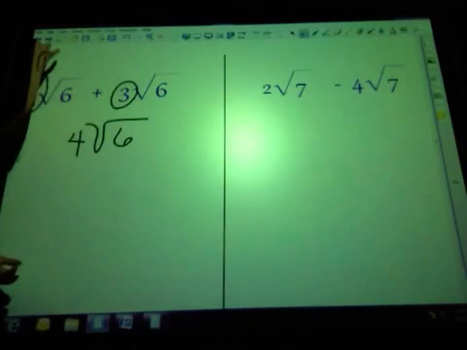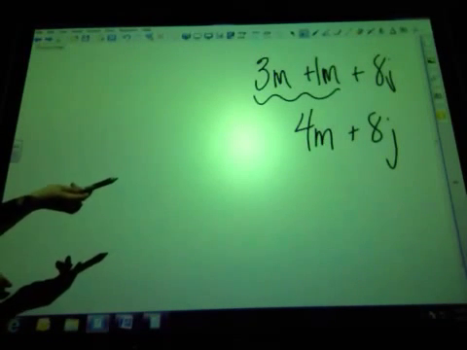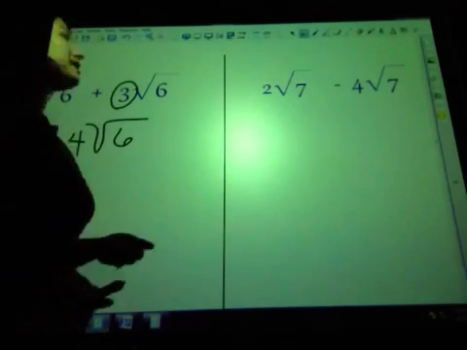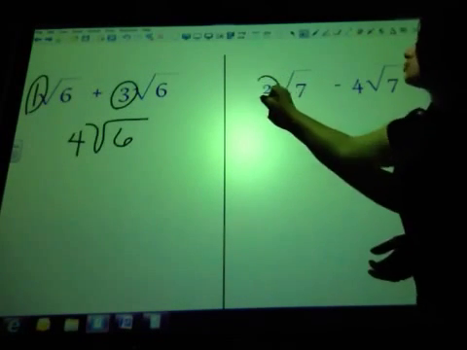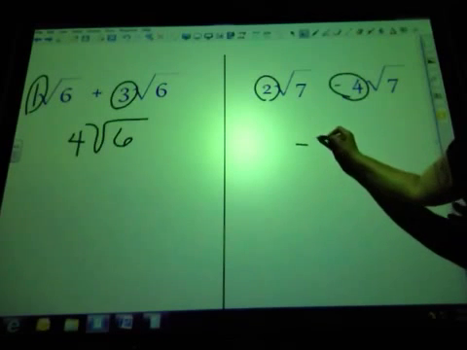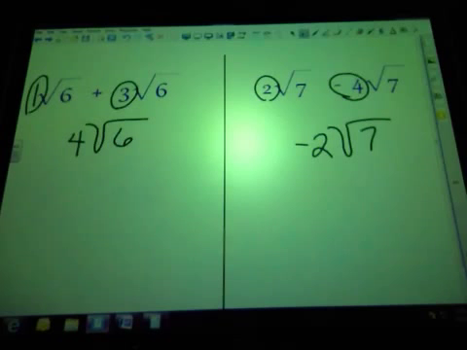Just like when we did 3m plus 1m, the m stayed the same. It was just the number in front of it that changed. So on the right-hand side, we have 2 times the square root of 7 minus 4 times the square root of 7. So we're just going to do 2 minus 4. 2 minus 4 is negative 2. Then we just rewrite our square root of 7.